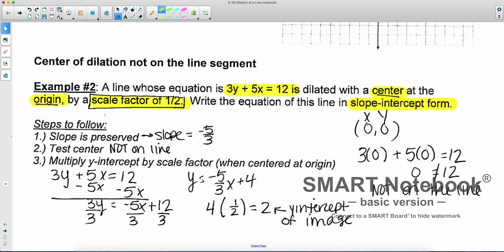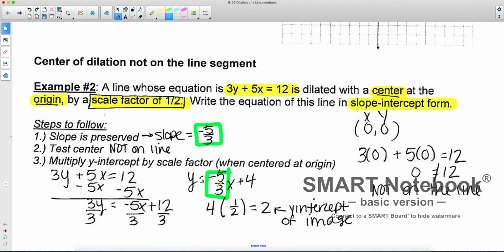So first thing is I found my slope of negative 5/3, and I did that down here. I took my original equation, 3y plus 5x equals 12, and then I began solving for y. So I subtracted 5x, have my new equation, 3y equals negative 5x plus 12. In order to get y by itself, I have to divide by 3. So my new equation is y equals negative 5/3 x plus 4. So here it is, bam, my slope. That slope has to stay the same.